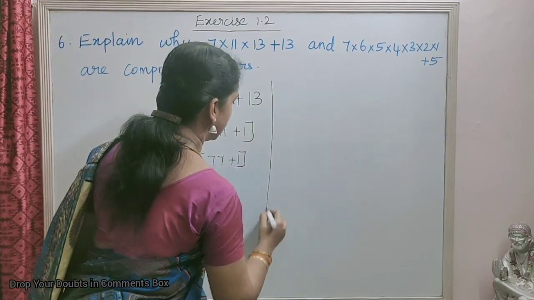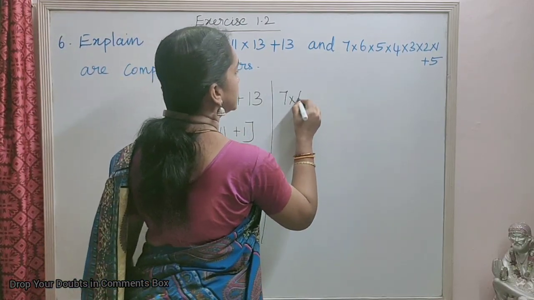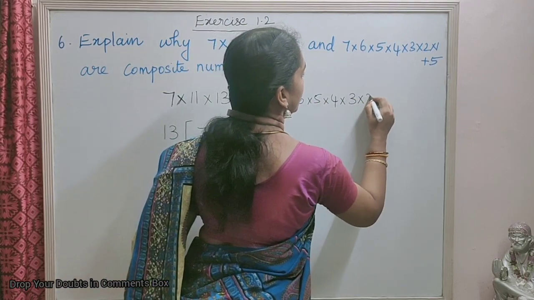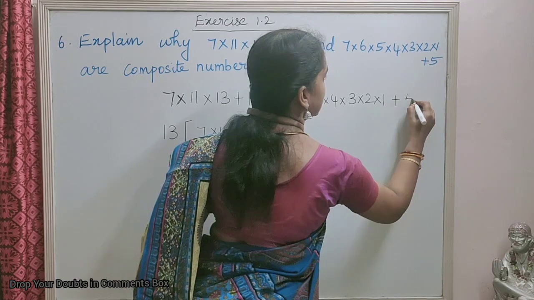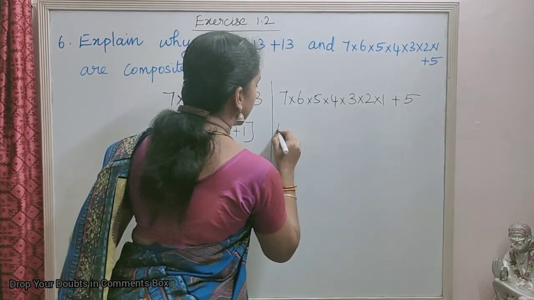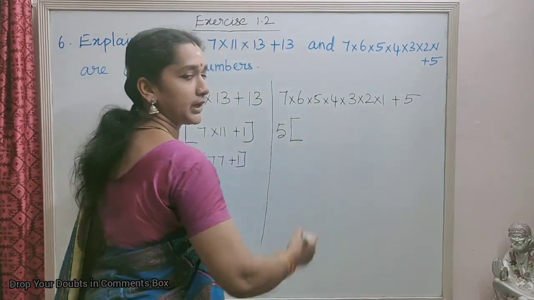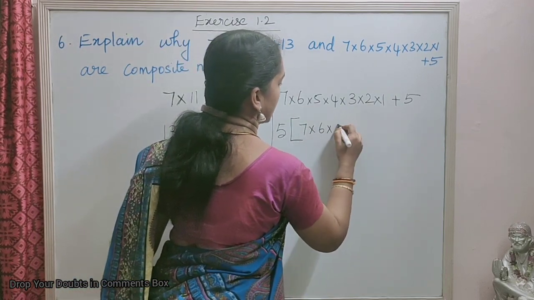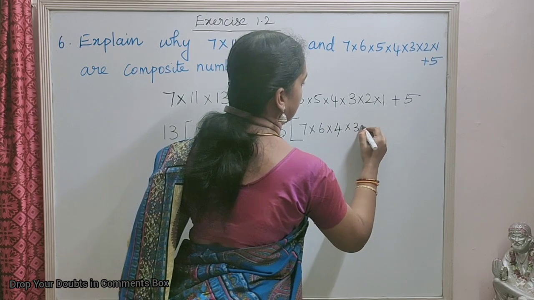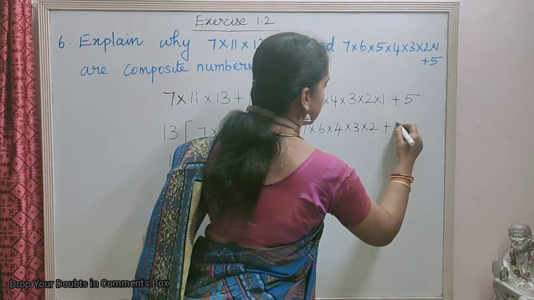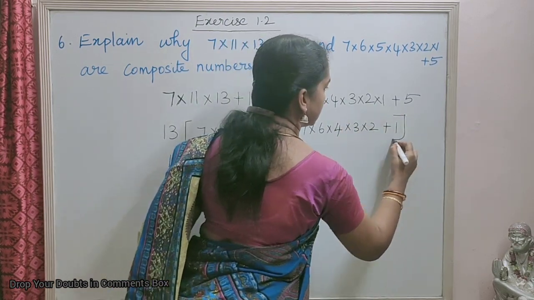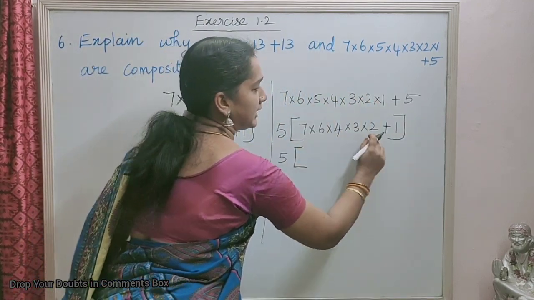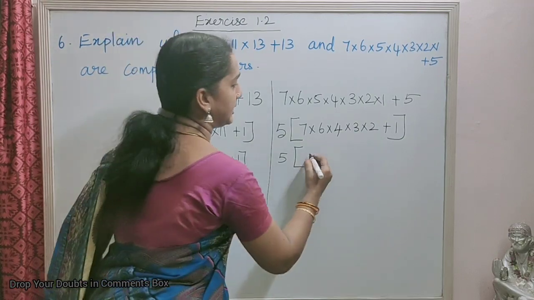Then the next sum is 7 into 6, 5, 4, 3, 2, 1 plus 5. So in this, 5 is common. Number 5 is common, that I am taking out. So 7, 6, since 5 I have taken out, balance I will write: 4 into 3 into 2 plus 1. Since 5 I have taken, balance is 1. So here, when I multiply all these things, I will be getting 1008.